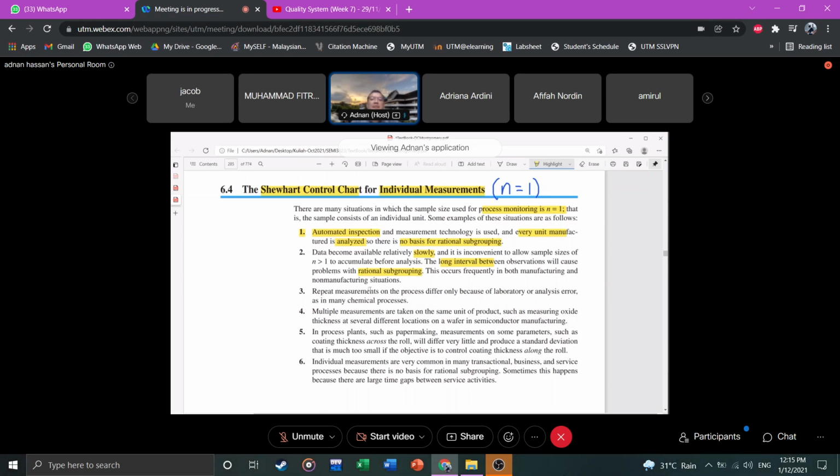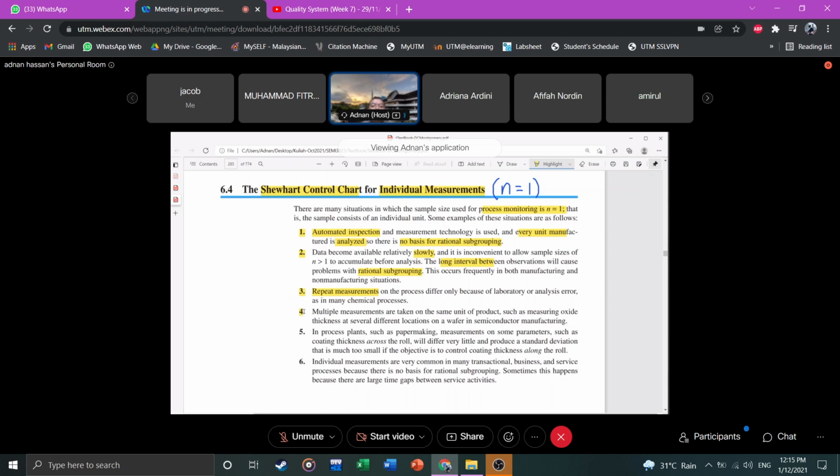Point number 3 is repeat measurement on the process that differ only because of laboratory analysis error, as in many chemical processes. A chemical process is a continuous process. It's not a discrete process. So this is repeat measurement.